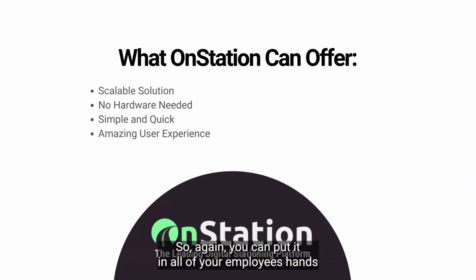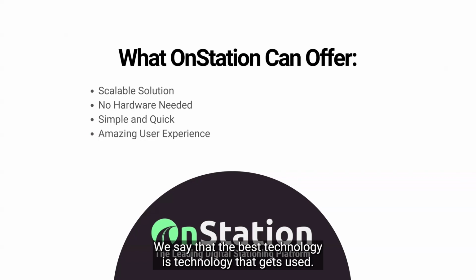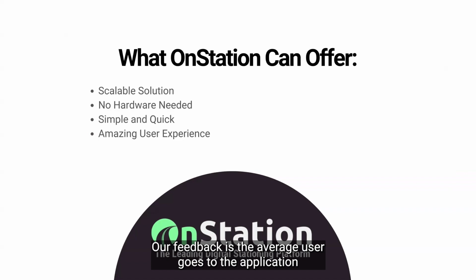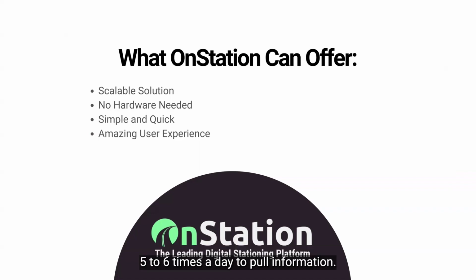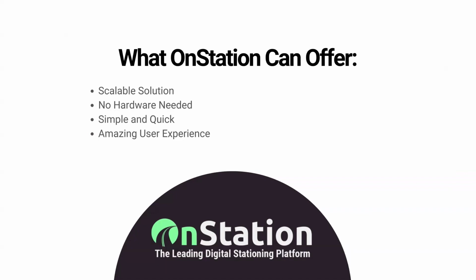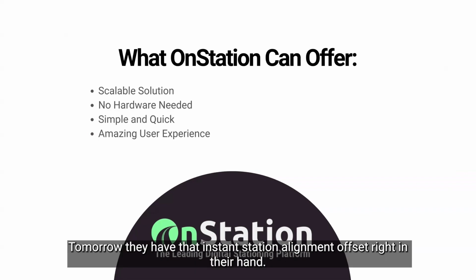So again, you can put it in all of your employees' hands with relative ease. It's quick and easy to use. We say that the best technology is technology that gets used. Our feedback is the average user goes to the application 5 to 6 times a day to pull information. So it's something that you could implement onto your job site tomorrow. Today they're walking around looking for a stake. Tomorrow they have that instant station alignment and offset right in their hand.